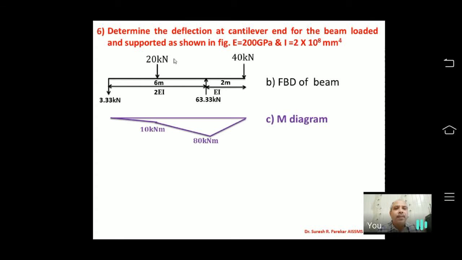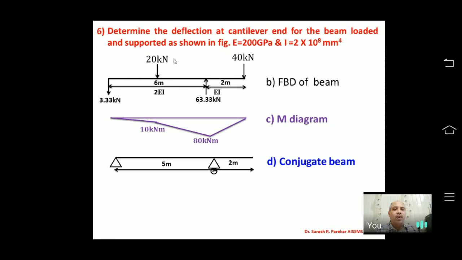Now if I draw the bending moment, then we have 3.33 into 3, which is 10 kilonewton meter, and at the other support we have 80. You can see in the first portion of 6 meter my EI is 2 EI, and in the second portion my EI is EI. Now once I know this M diagram, we have to go for the conjugate beam.